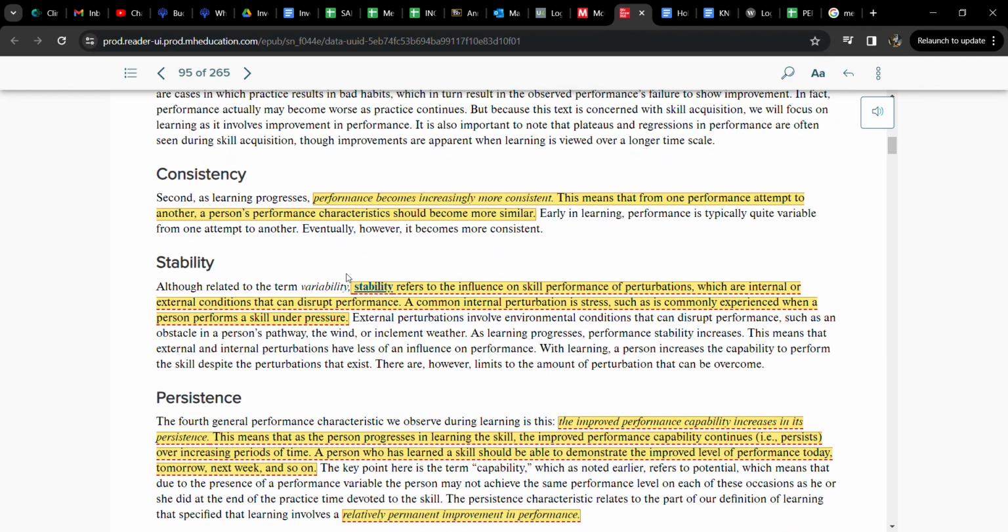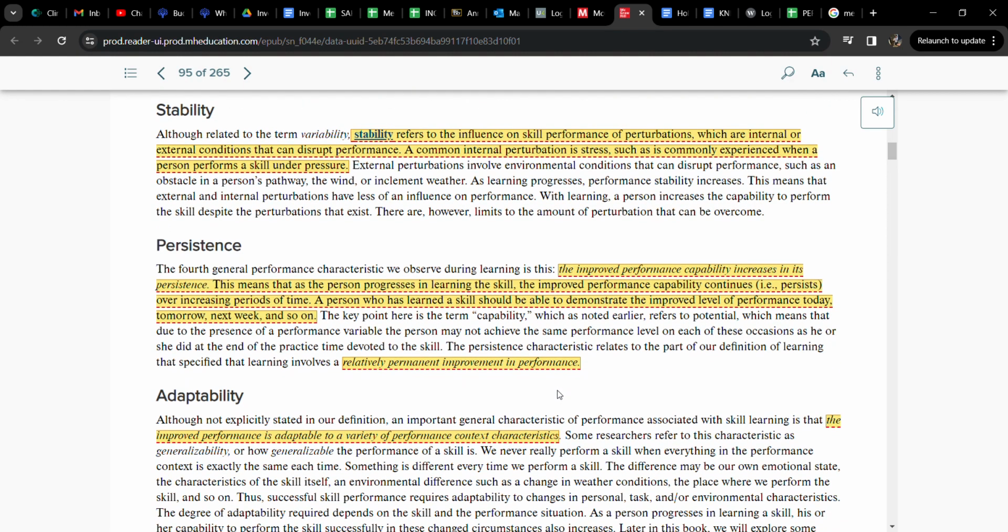Next is stability. So stability is referring to the idea that your skill stays consistent no matter what context you're in. So if the environment changes, if there's crowd noise, if there is a different surface that you're playing the skill or playing the sport on, that skill should stay relatively stable as you learn and become more improved and more consistent with it.